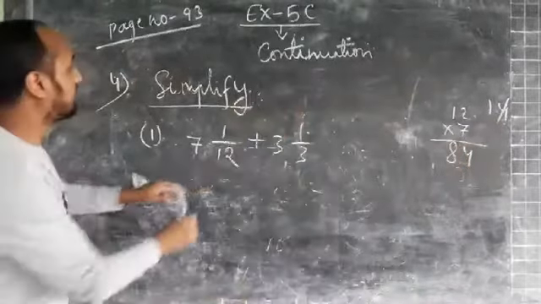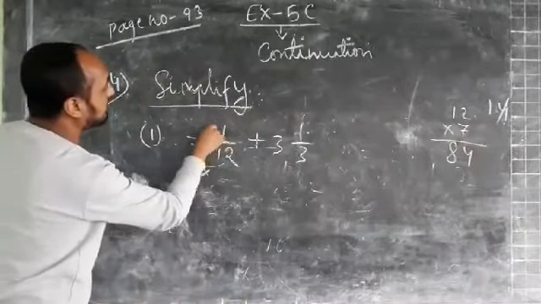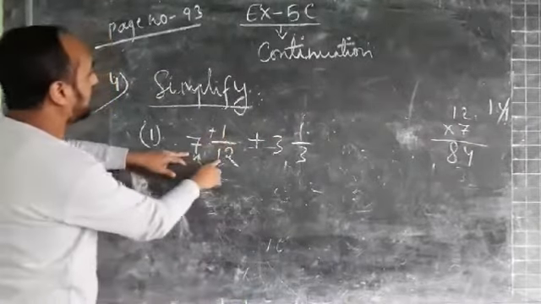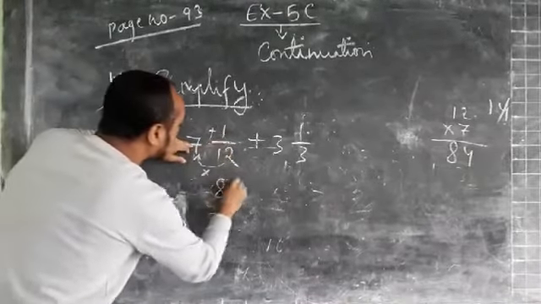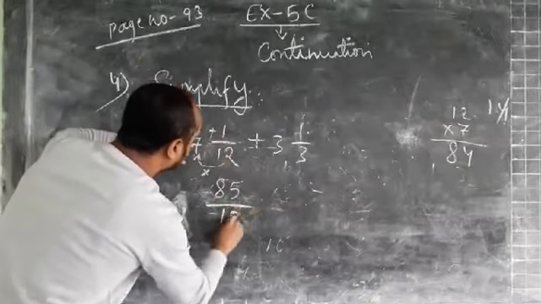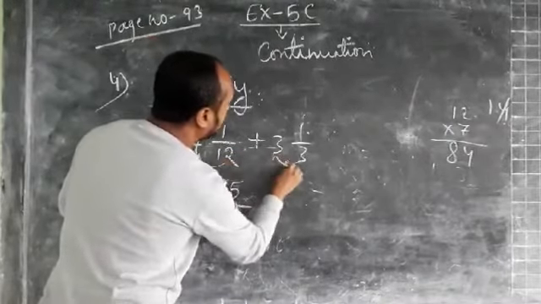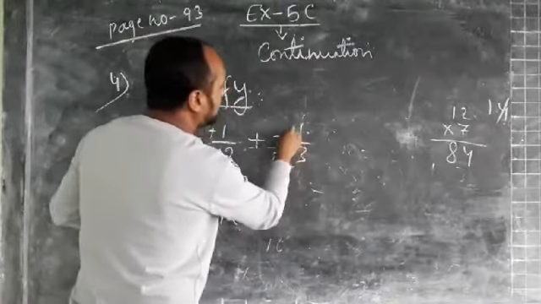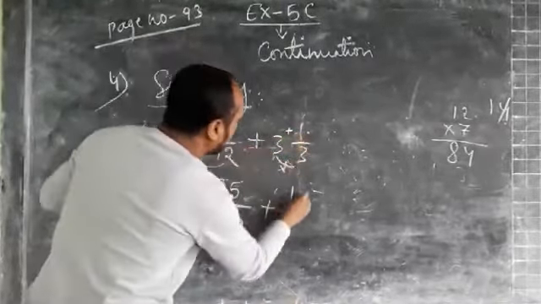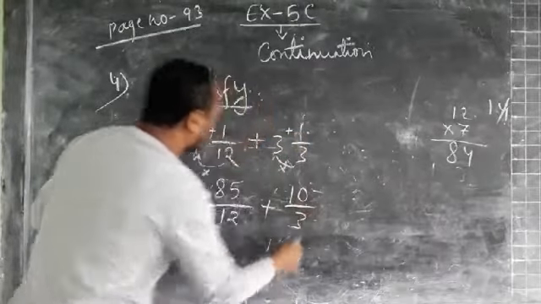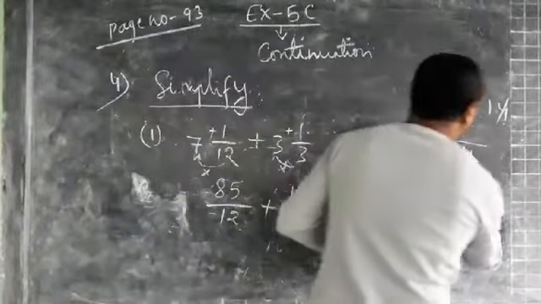So 84. This one you have to multiply, and whatever we have in the numerator we have to add it. So 12 into 7 we have 84 plus 1 we have 85. 85 by 12. Plus 3 3s are 9. Here these two numbers we have to multiply, and whatever we have in the numerator we have to add. So 3 3s are 9 plus 1 is 10. 10 by 3.